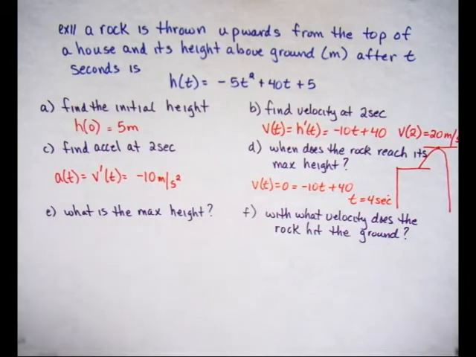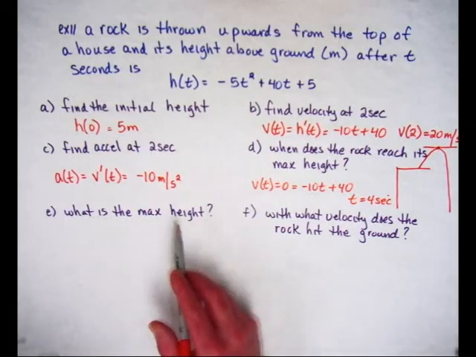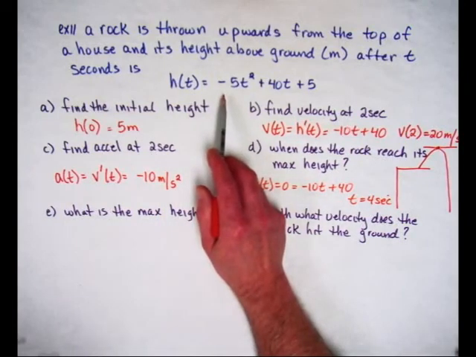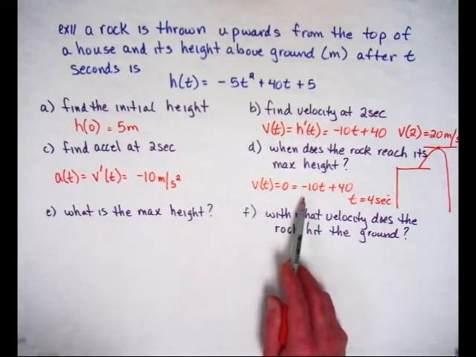It's interesting the number of applications we can now solve with this idea of derivatives and acceleration and velocity. What is the maximum height? Well, to find the maximum height, we need to go back to our height function. But to find height, you need to know the time. So, of course, that's why we did question D.